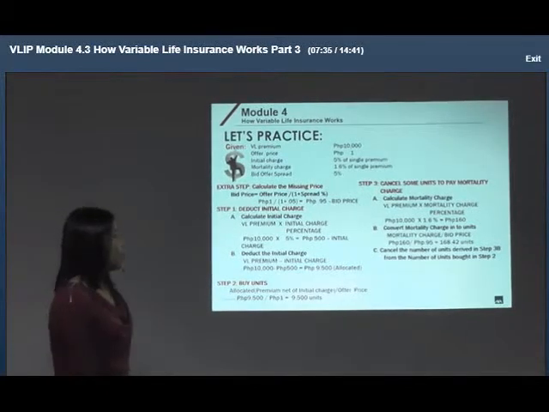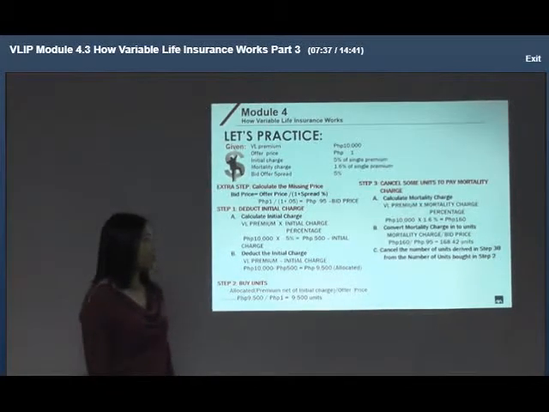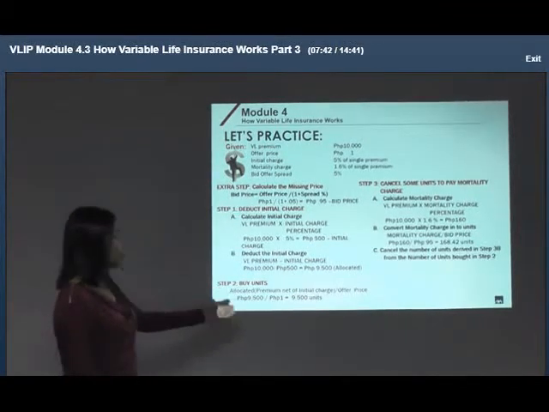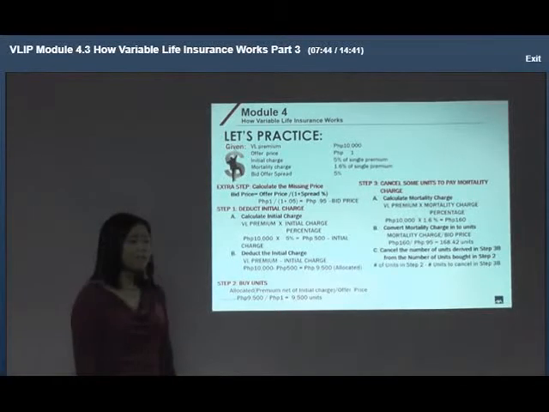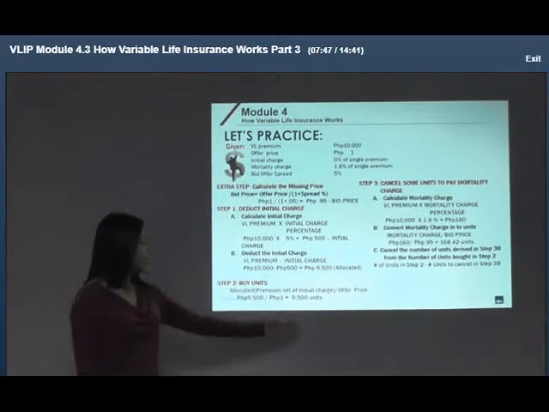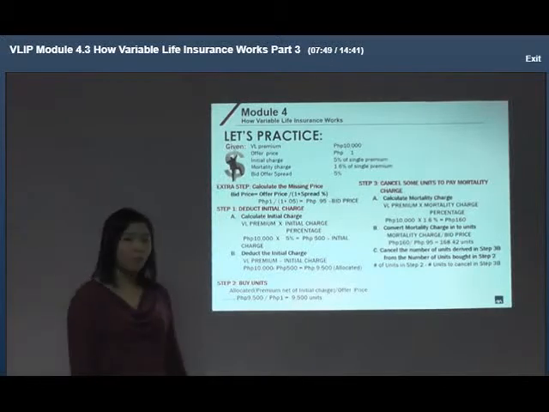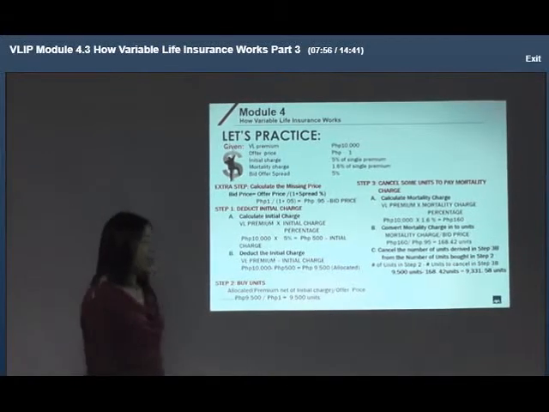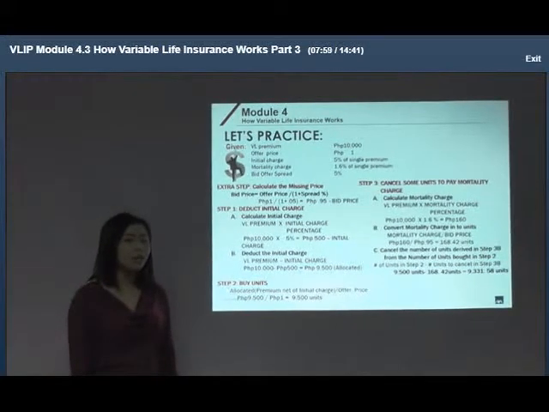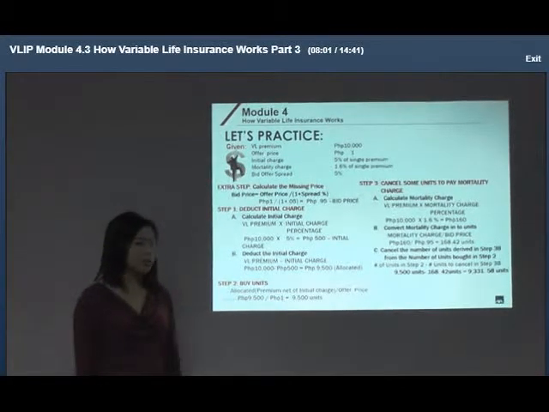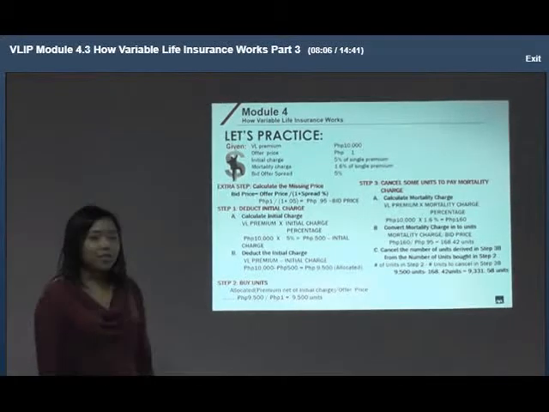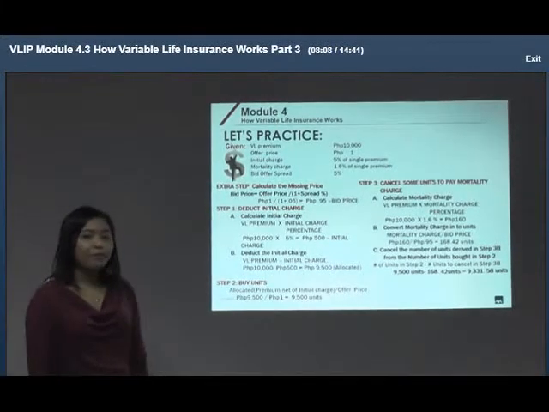And then, we will cancel the number of units derived in step 3B from the number of units derived from step 2. The number of units derived from step 2 is 9,500 units. The number of units derived in step 3B is 168.42. We will only deduct 168.42 from the 9,500 units, thus giving our clients 9,331.58 units.